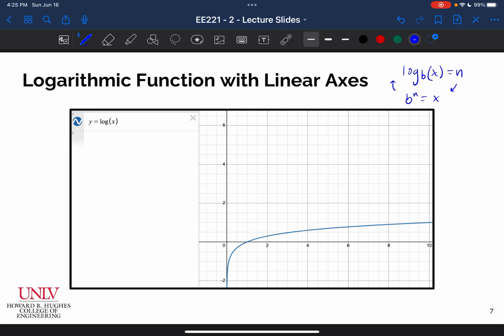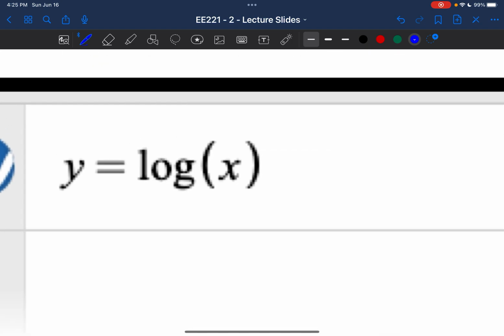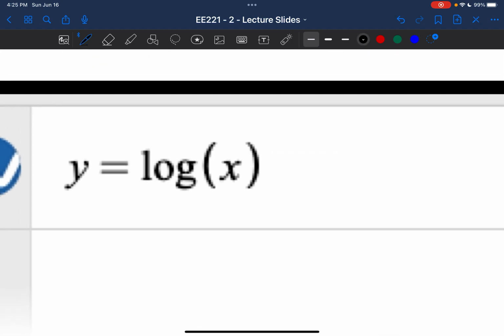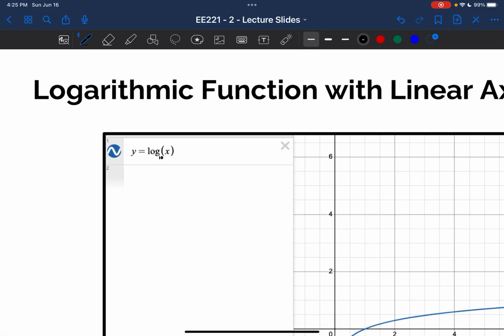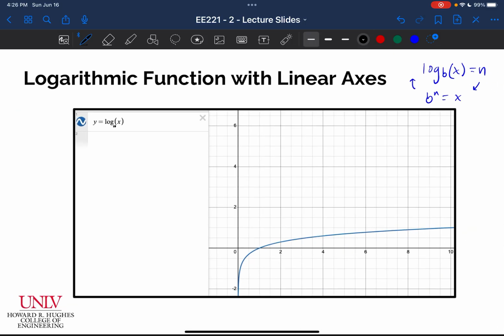And so here we don't see the base, but if you don't see the base, you should assume that the base is 10. So I can come here, super pixelated, and just write a little 10 in there for us so that we can have that. But just assume if you don't see the base, then the log function is log base 10. Okay, so in this case, log base 10 of x is our function.